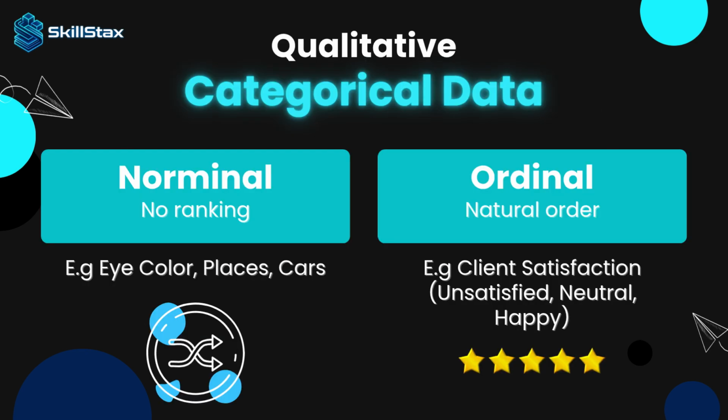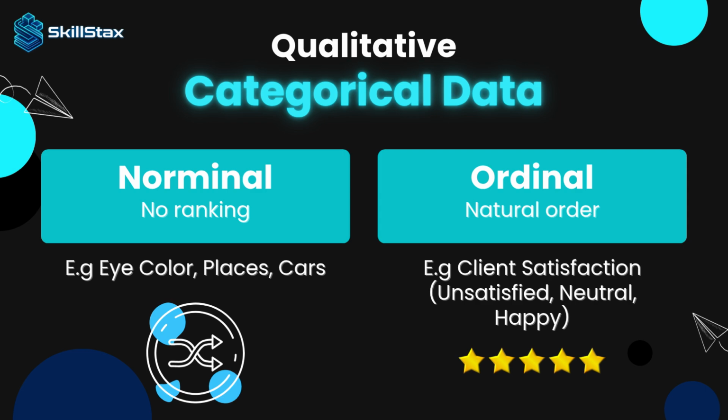With qualitative data, also called categorical data, you get two sub-data types, which are nominal and ordinal. Nominal data has no specific ranking to the data. For example, eye color or a place or a car name, there's no specific ranking or order that it follows. Example, an eye being blue or an eye being green, it's just the color. There's no order to it, as opposed to ordinal data, which follows a natural order.